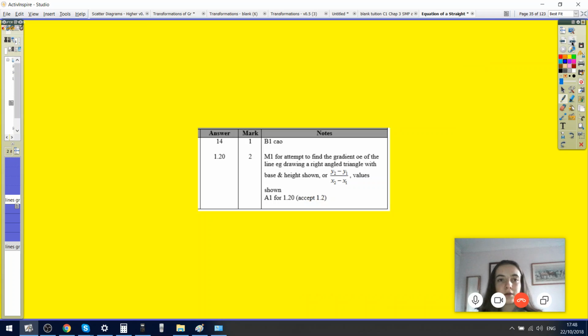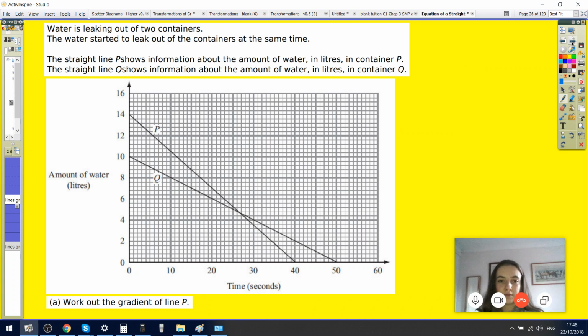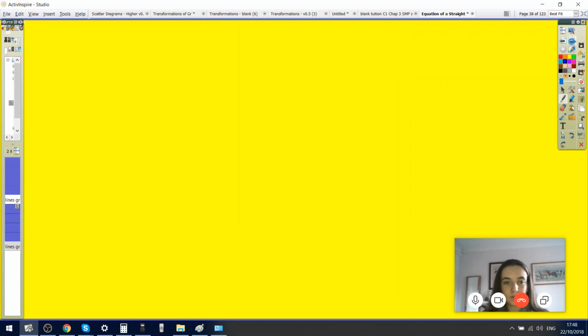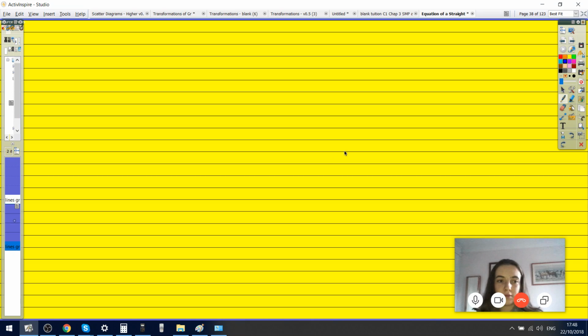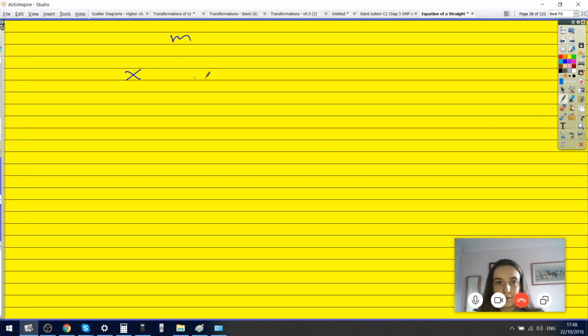Yeah, so for each additional thing, if for every one increase in x, you use the gradient. Work out the gradient of line P. Same idea. Yeah, okay, gradient of a line, x a half or tick. Nearly a tick. Okay.